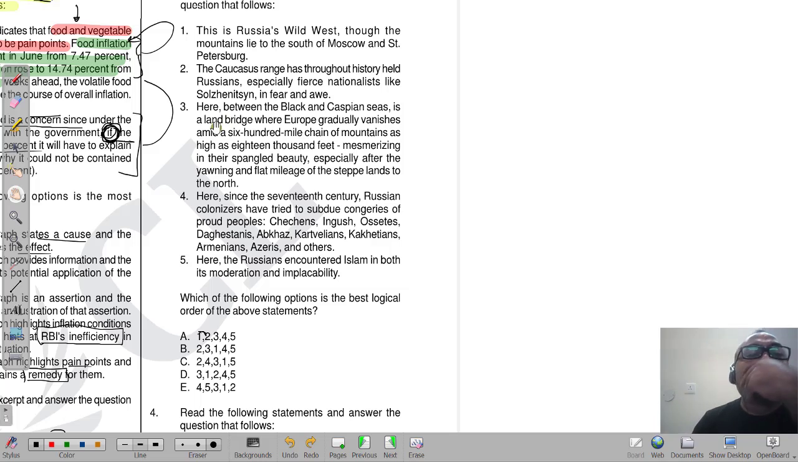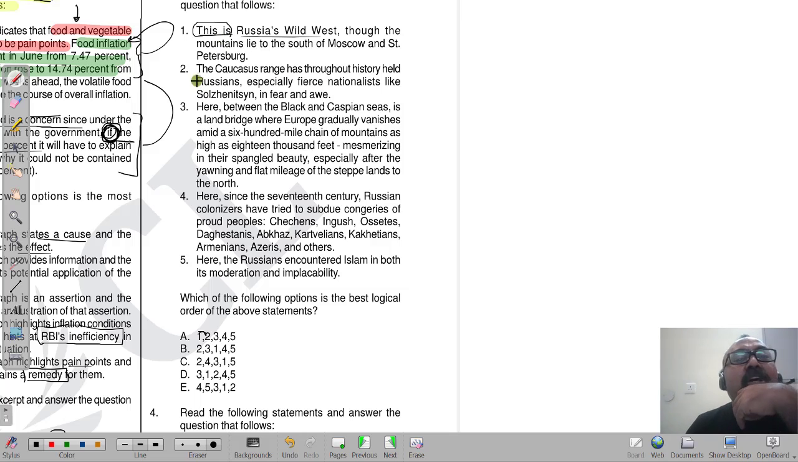Okay, let's look at each sentence and see what the sentence is talking about. We have to look at the function of each sentence, ladies and gentlemen. Sentence 1: This is Russia's Wild West, though the mountains lie to the south of Moscow and St. Petersburg. So this is something else. There's a reference to something that is Russia's Wild West. So there's a place being said there.